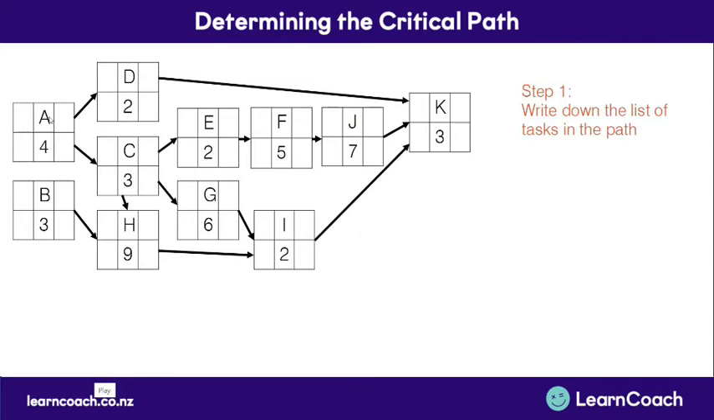And you don't have to write it down as "pave the driveway" or whatever. Just task A, task B, task C, just the letters will be fine. Okay? So write down the list of tasks in the path. And you're going to do this for each path, so you're going to have several of these.